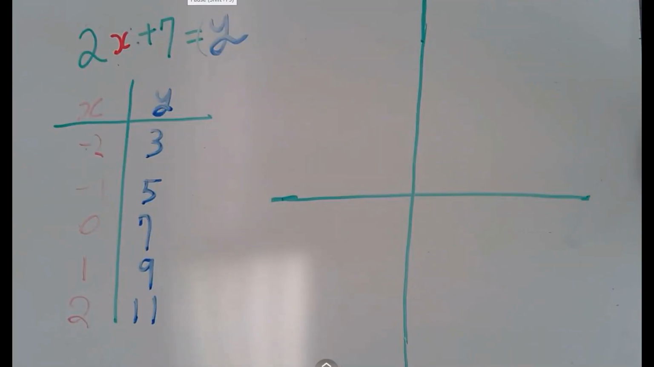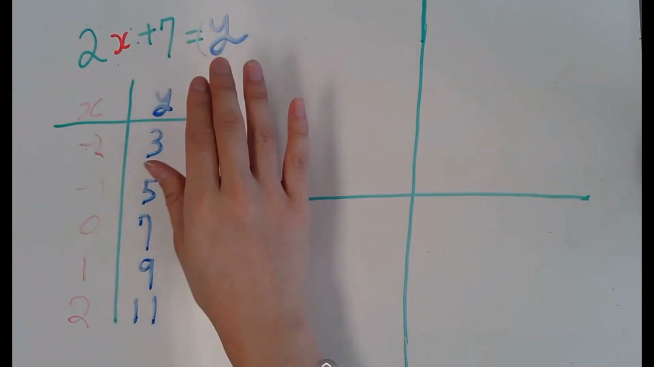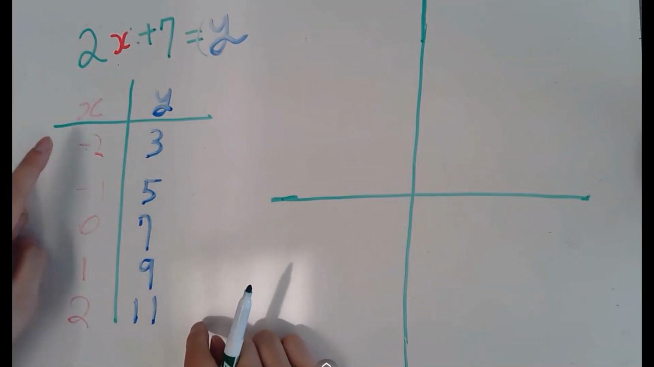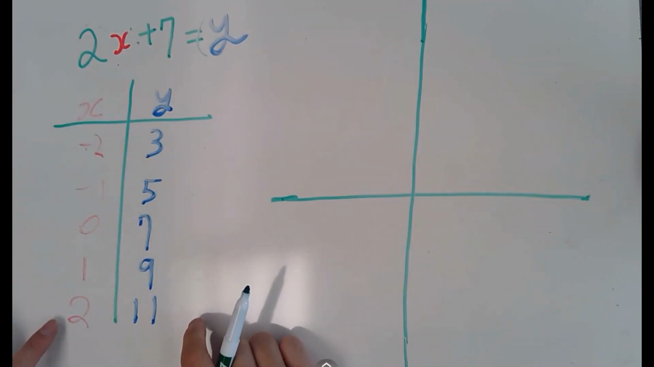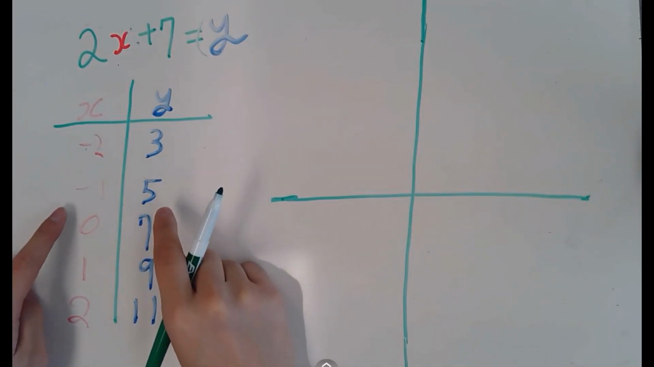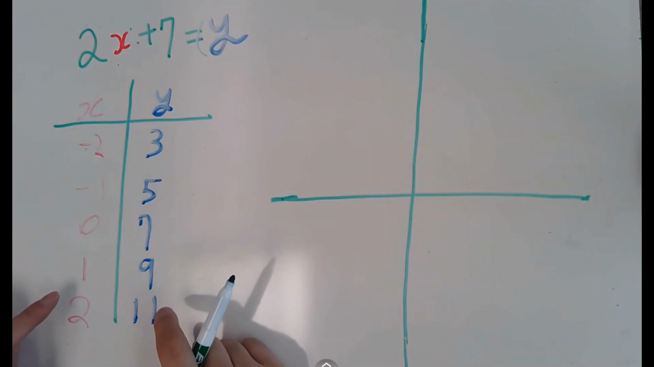So now we have found that for our equation 2x plus 7 is equal to y, we have found the corresponding y values for all the x values here. When x is equal to -2, y is equal to 3. When x is equal to -1, y is equal to 5, and so on and so on.